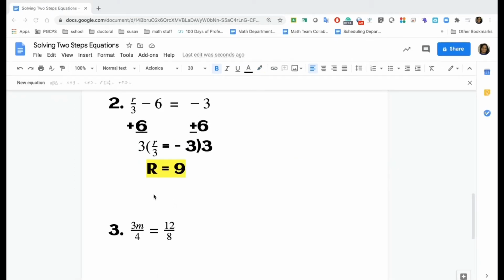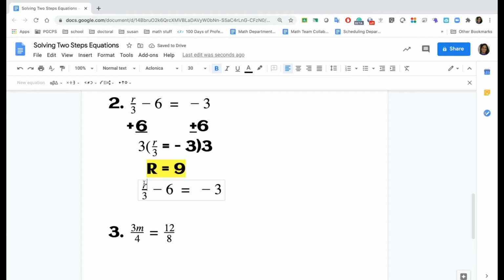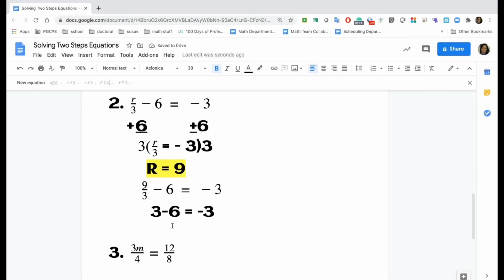Now let's check if the value of r is really 9. Substitute r by 9 in the equation. This will become 9 divided by 3 is equal to 3, minus 6 equals negative 3. 3 minus 6 is negative 3 and it's equal to negative 3. So therefore, the value of r is 9.